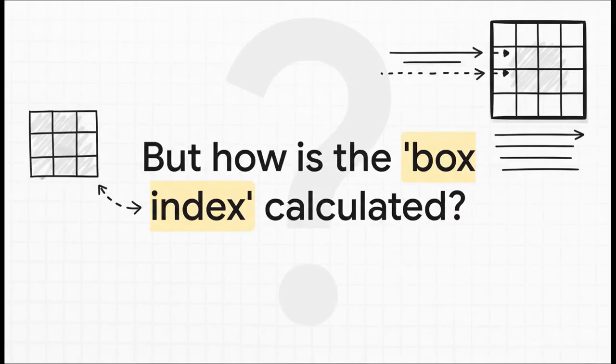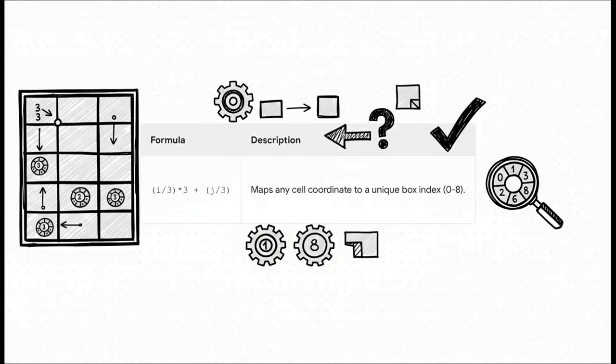Okay, I can hear you thinking, the row and column keys make perfect sense. But where in the world did that box index come from? How do we know which of the 9 boxes a cell belongs to? This little formula right here is the unsung hero of the whole algorithm. It looks a bit strange, but it uses a simple math trick called integer division, which basically just means it throws away any remainder or decimal part. By doing that, this one line of code can perfectly map any of the 81 cells on the board to a single box number from 0 to 8. It's super elegant and it just works every single time.